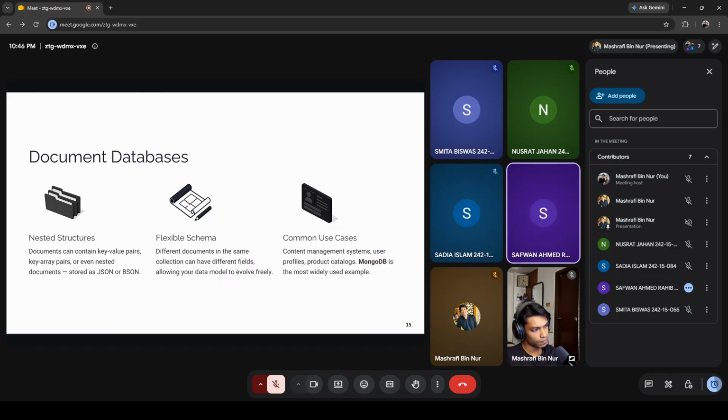Document databases. Next, we have document databases. These databases use nested structure. That means the documents can contain key value pairs, key array pairs, or even other nested documents, typically stored as JSON or BSON.